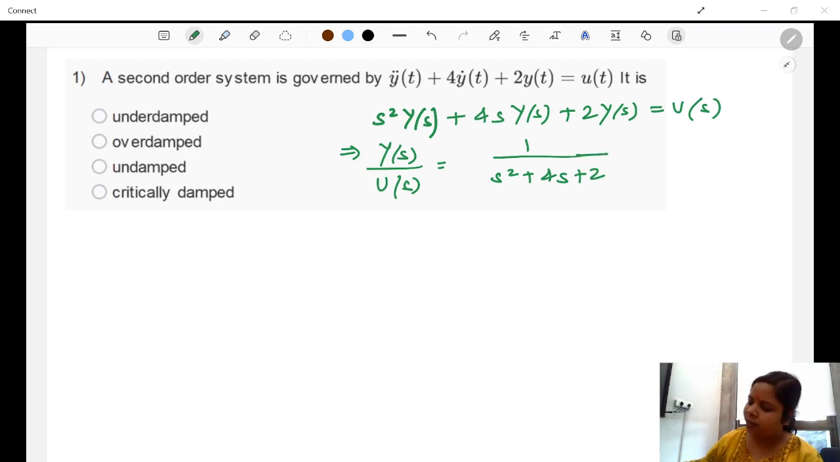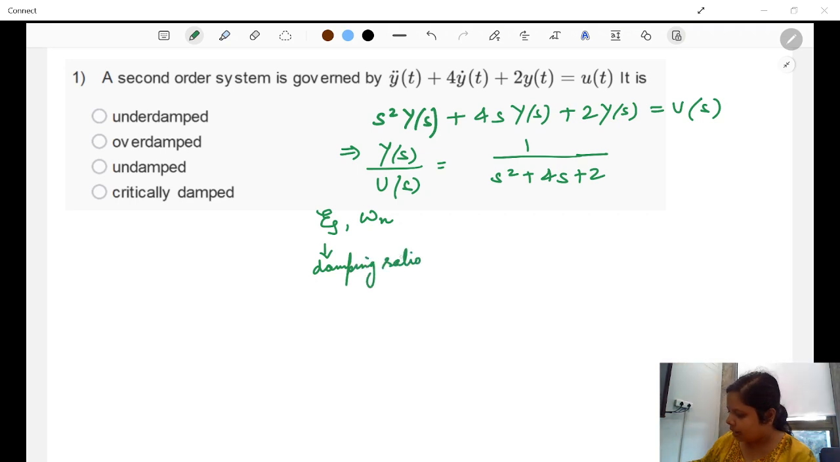Now what are we supposed to find out? We're supposed to find out if the system is underdamped, overdamped, or undamped. So what would help us to find out all of these things? You might have read about zeta and omega n. Zeta is the damping ratio and omega n is the natural frequency.